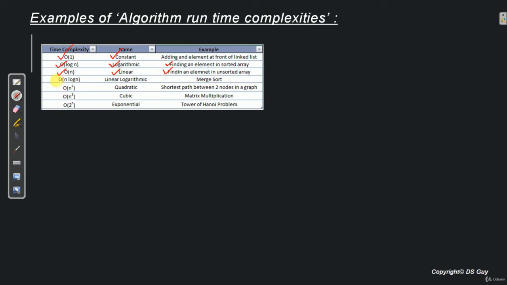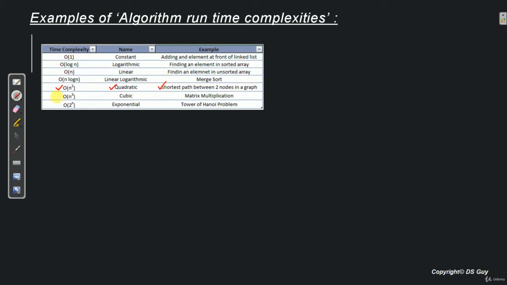Now the fourth type of complexity is order n log n. This is also called linear logarithmic time complexity. So merge sort is a great example of linear logarithmic time complexity. The next type of time complexity is order n square. It is also called quadratic time complexity. Now if we are given a graph and we want to find out the shortest path between two nodes, then this can be achieved in order n square.